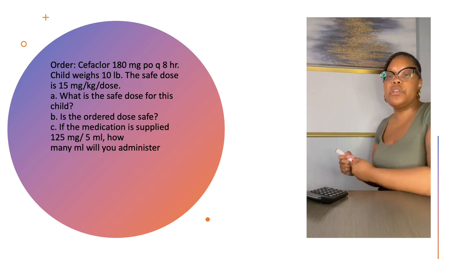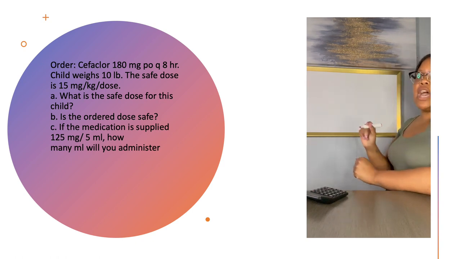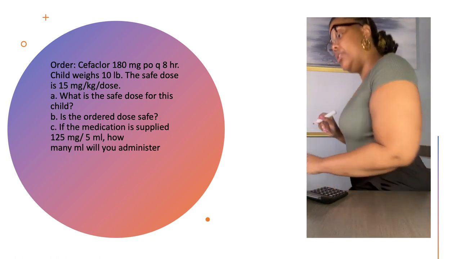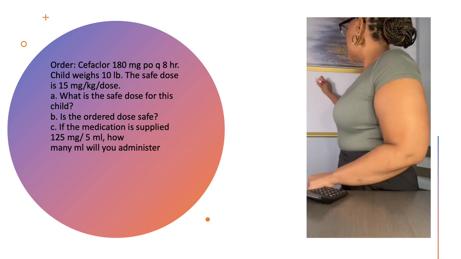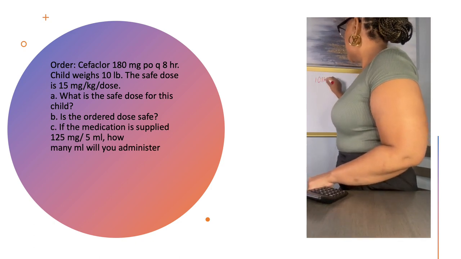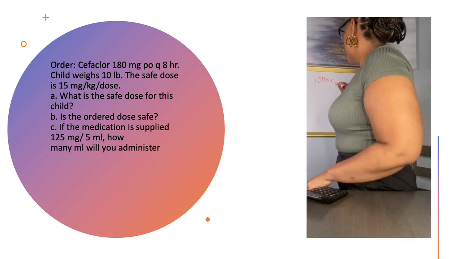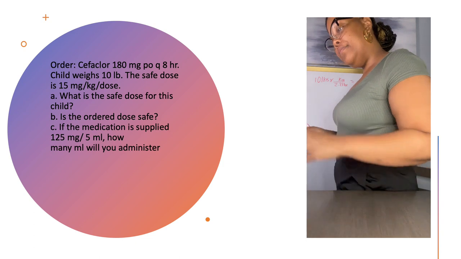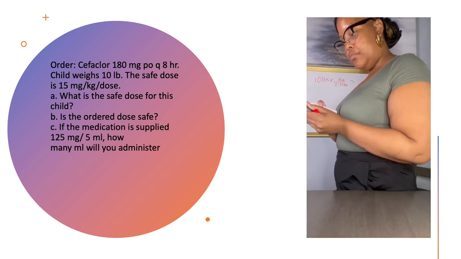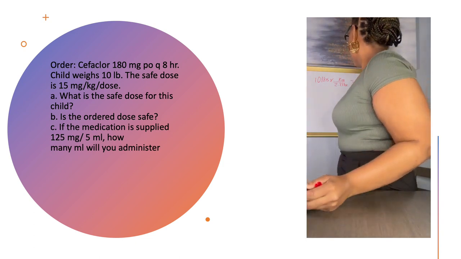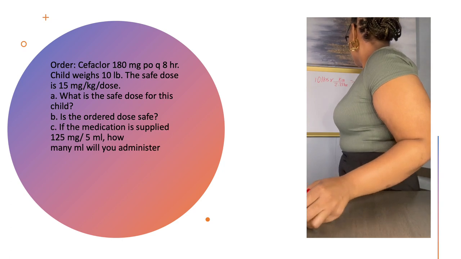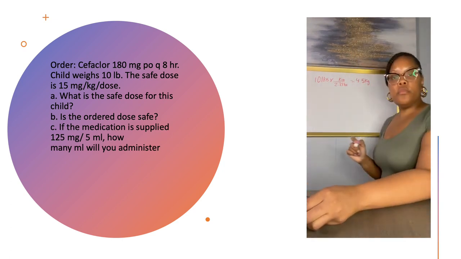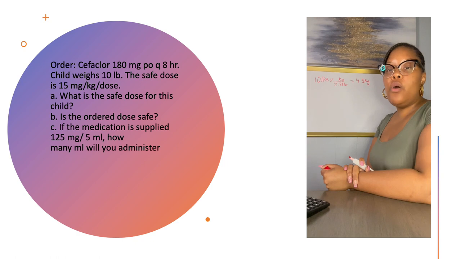All right, so first we need to get that child's weight in kgs. All right, so they have 10 pounds. So we know 2.2 pounds over the kg. All right, and we got a weight of 4.5 kgs, right? Okay, so now what do we do?